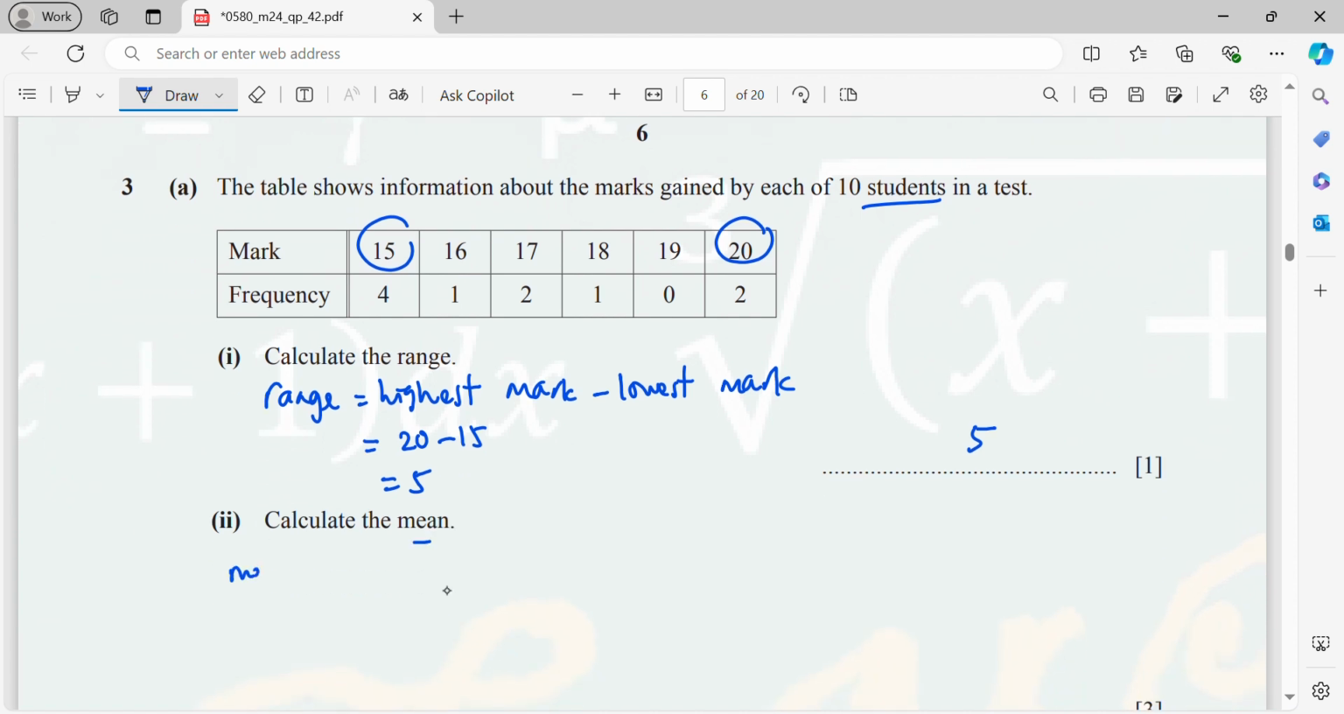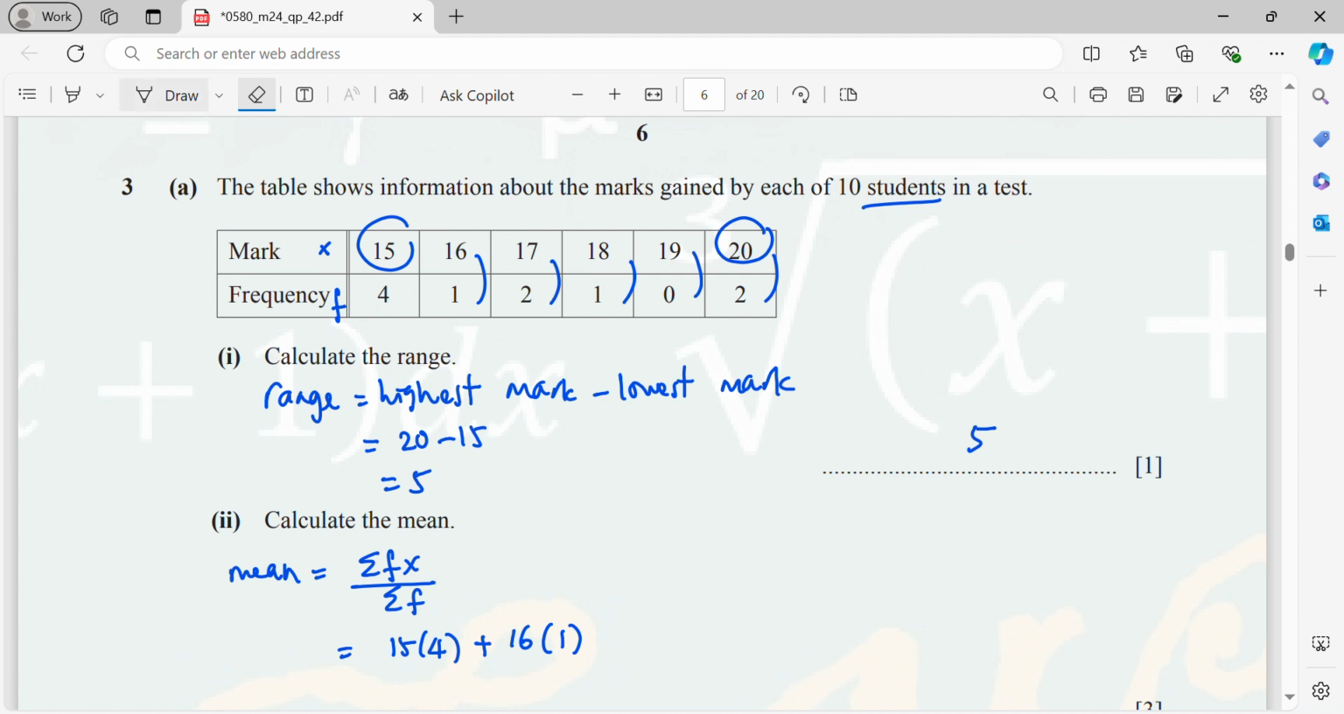So the mean is basically, okay, frequency is the f, marks is the x. So it is summation fx over summation f. So now it means that you need to multiply 15 with 4 and then add with all these multiplications, right? That's the meaning of summation fx.